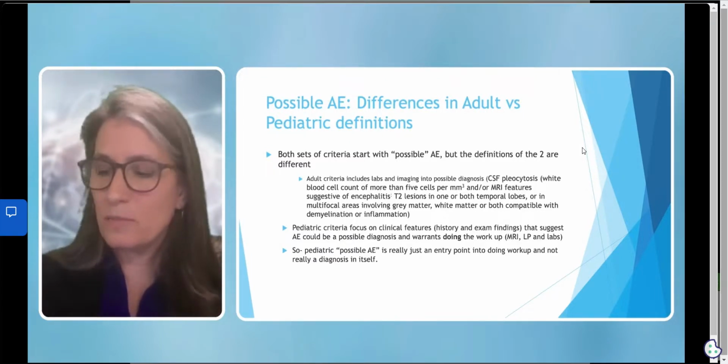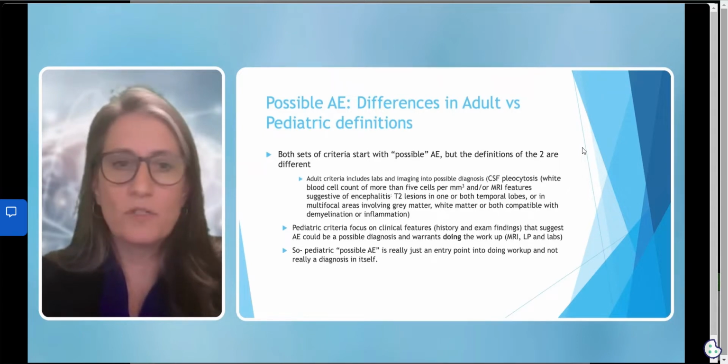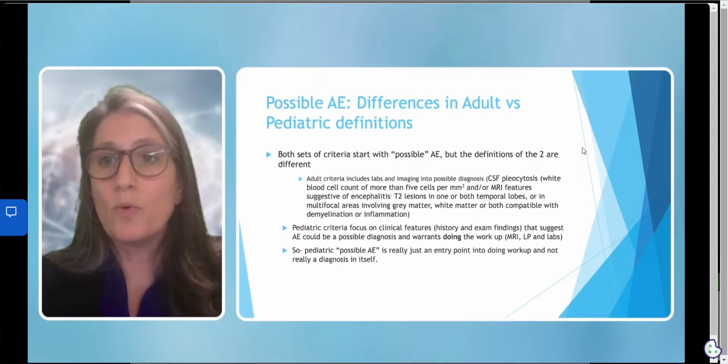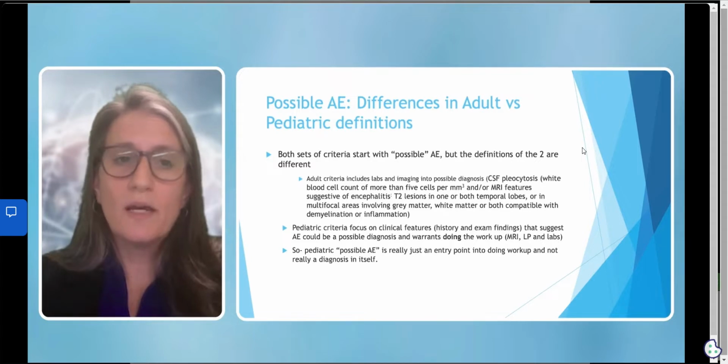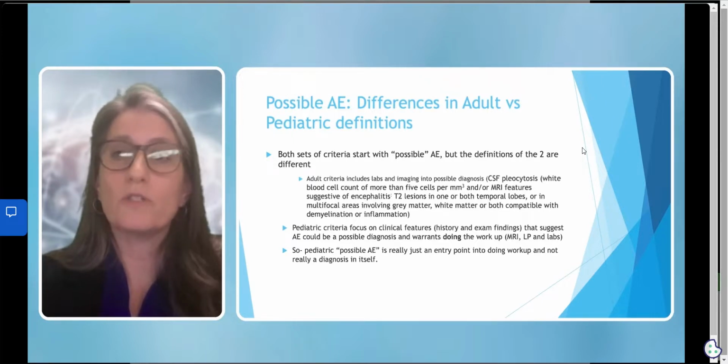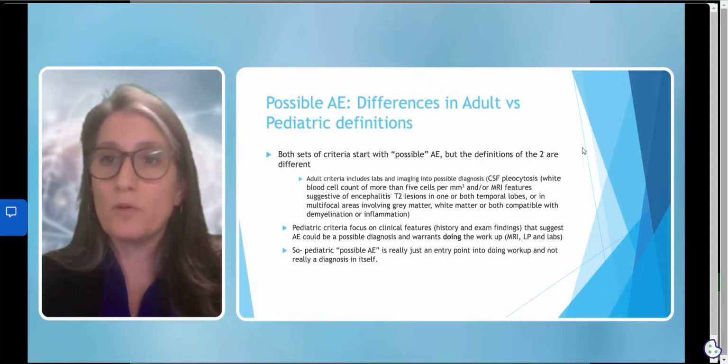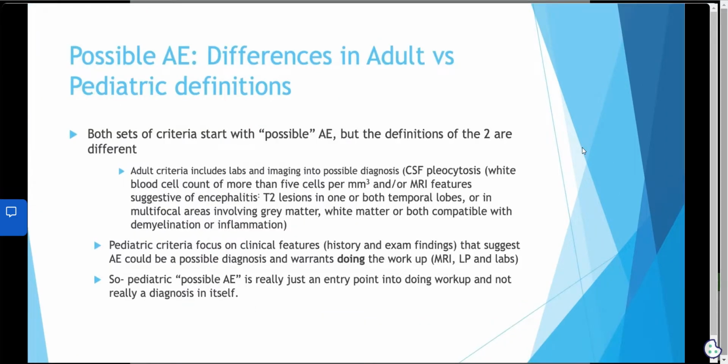And obviously, thinking about Dr. Gorman's talk to highlight some of those differences, I think this becomes really important when you're thinking about treatment. Because as an adult disease, especially when children are very sick, you may initiate therapy with first-line treatments while you're waiting for some of the results of your workup to come back. But we don't want to anchor too much on this possible AE diagnosis otherwise.